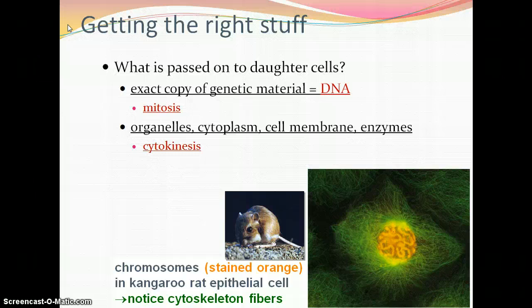The DNA molecules in a cell get packaged into what we call chromosomes. Those chromosomes consist of chromatin, which is a complex of DNA and protein together, which is what condenses and gets duplicated during cell division. The other things that are passed on to daughter cells are organelles, cytoplasm, cell membrane, and enzymes. Those things become part of the daughter cells as cytokinesis occurs in mitosis.